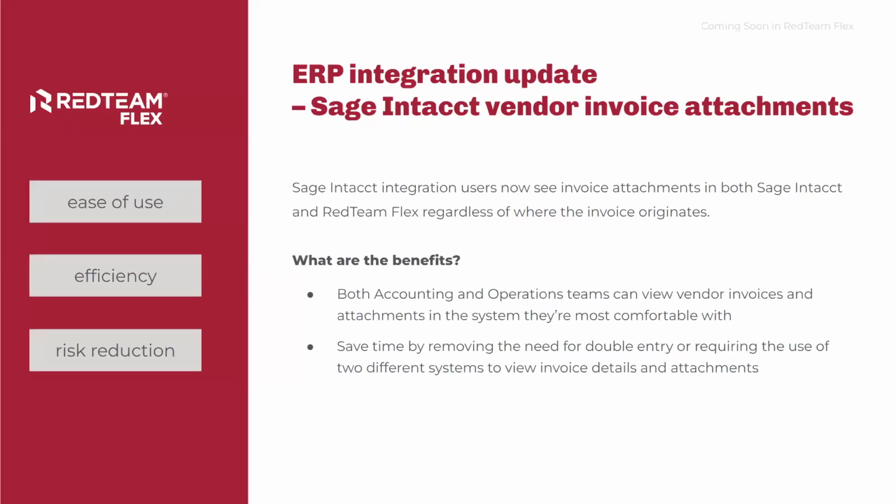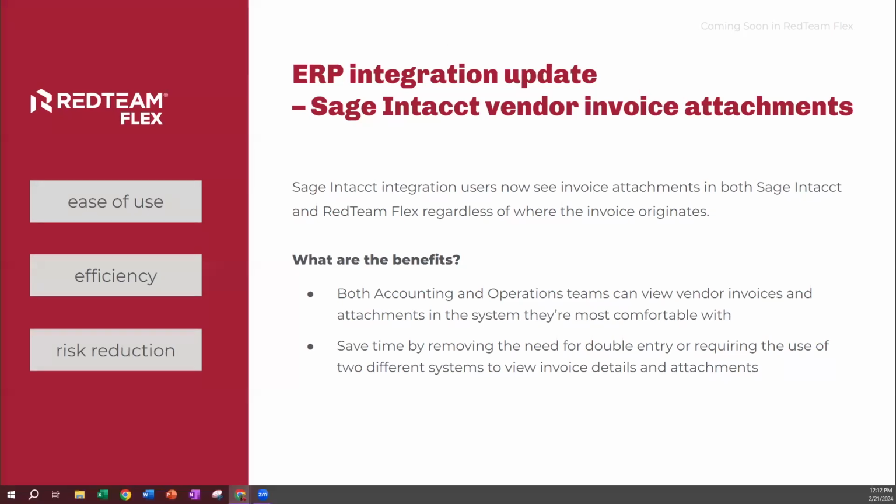All right, next up, we're moving to RedTeam Flex. So we've got some ERP integration updates. First up is Sage Intacct vendor invoice attachment. So for those of you that have this integration, what we've done is, regardless of where you enter your vendor invoices and upload those attachments, they will be available in both systems.